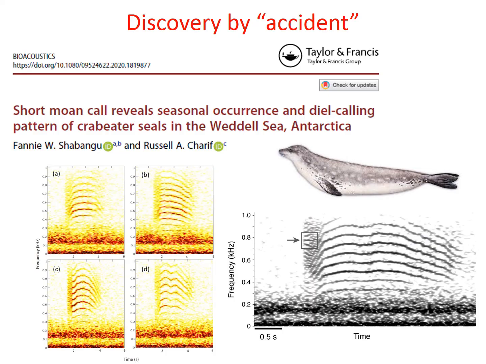Another discovery from this work was the crabeater seal, which was found when I was looking for minke whales. It was just something that I was not looking for and was interesting. Basically, this is how the sound looked, and we termed the call the short moan call, because it's shorter than what was previously found, and I'll show you more about it. And this is how it sounds.